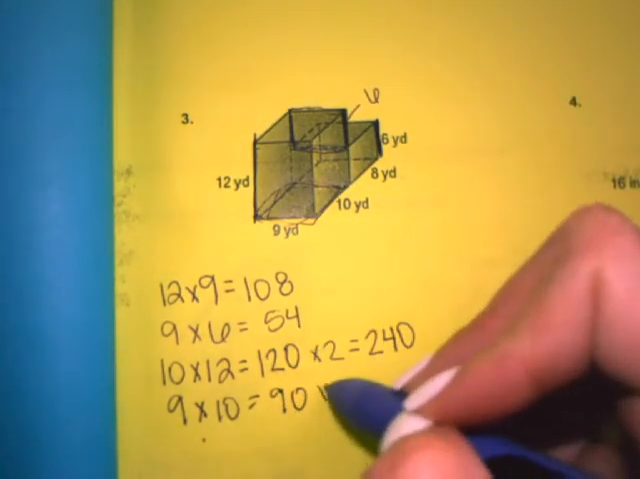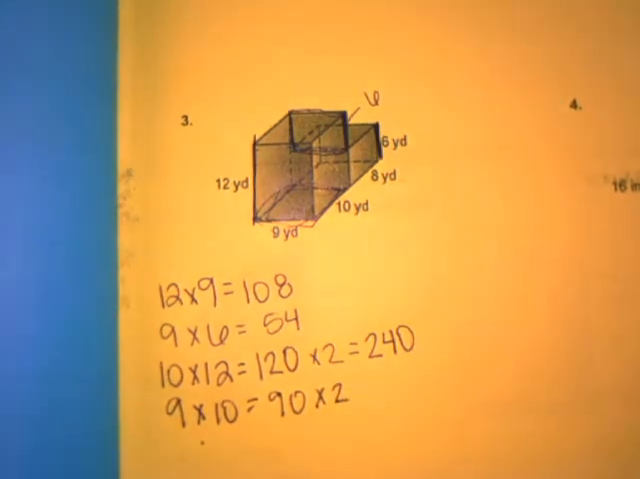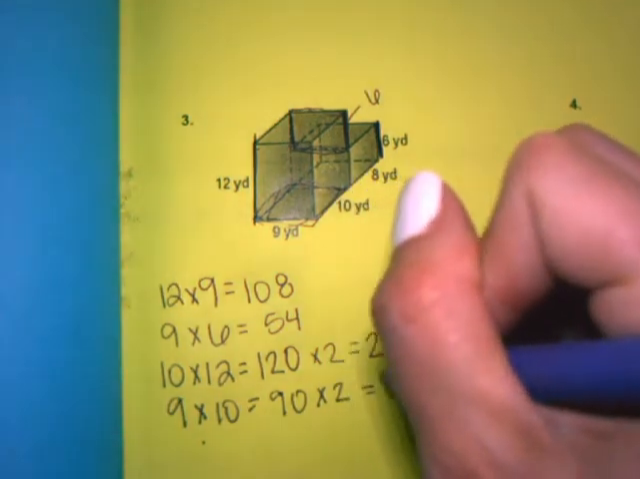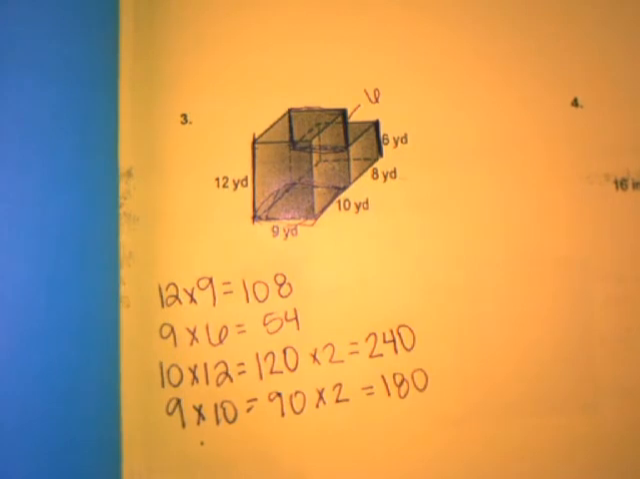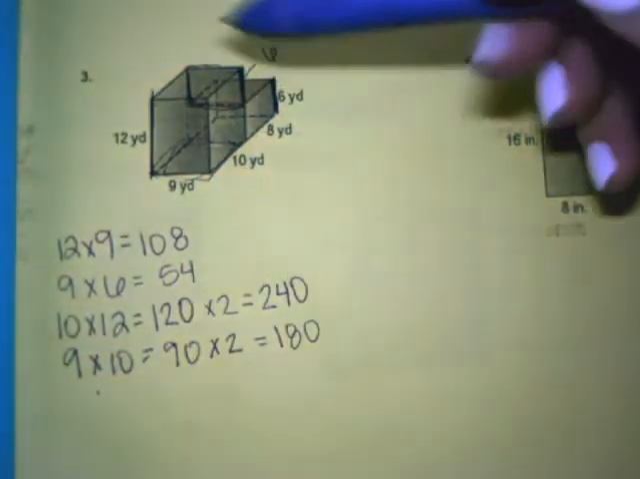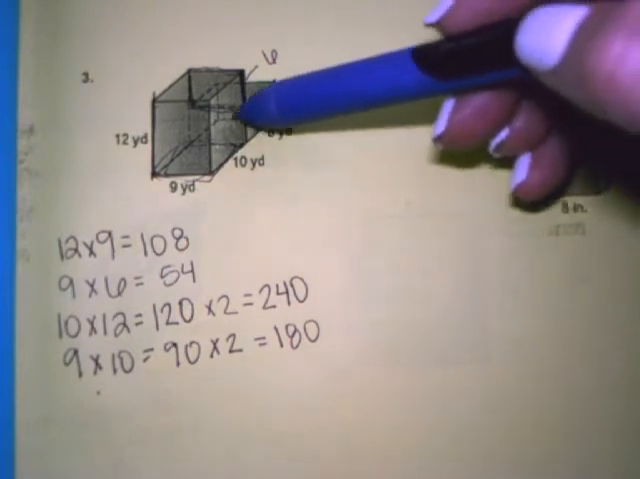And you guys already told me there are two of them exactly the same, because the top and the bottom are the same. What's 90 times 2? All right, so that's the area of the first rectangle. Now you have to find the surface area of the second rectangle. So how do I find the area of this side right here?